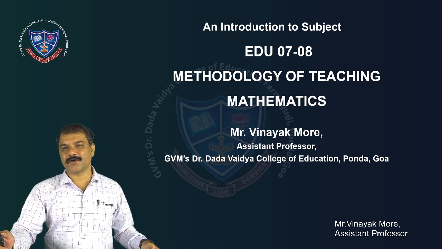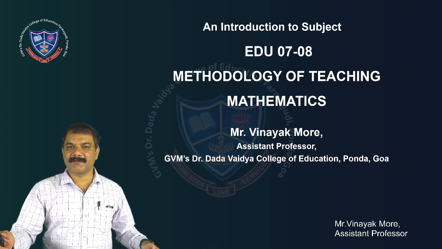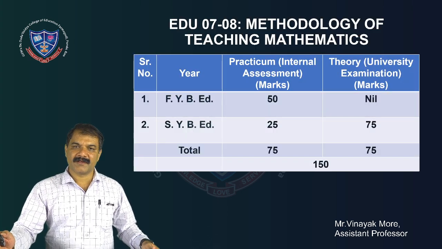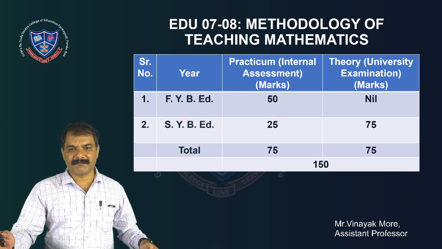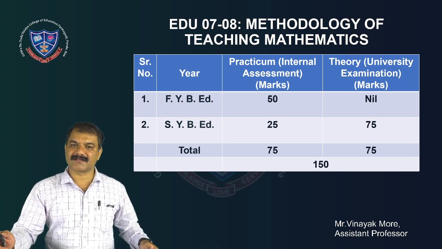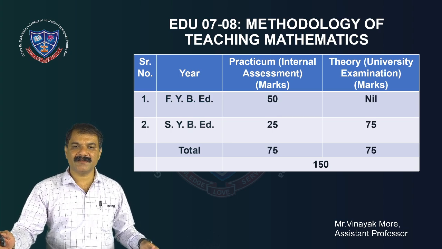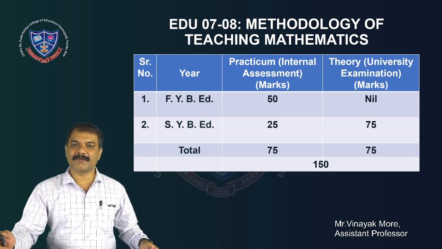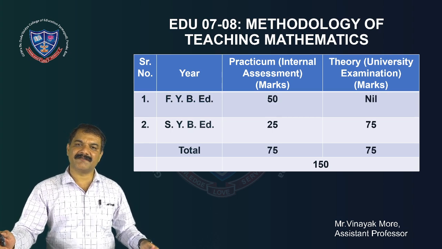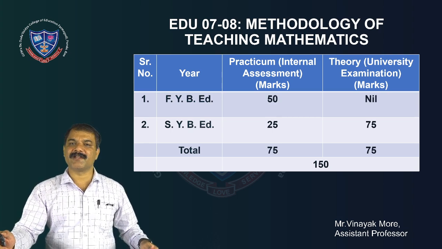This course is for FY B.Ed and SY B.Ed both. For FY B.Ed, this course is for 50 marks and that too for internal assessment. In SY B.Ed, this course is for internal as well as university will conduct an examination. For internal it will be for 25 marks and university will conduct examination for 75 marks.